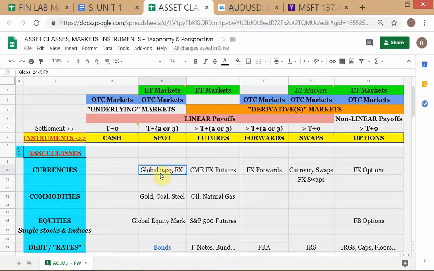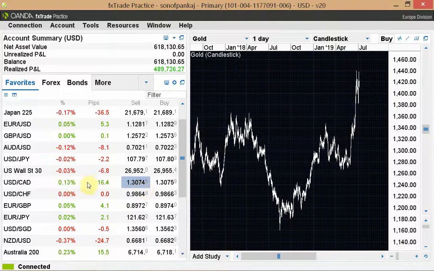You have to visualize the markets, because the cells here are obviously not big enough for me to write all the markets. You have to visualize it. Is that clear? Okay, all right, so we have this.